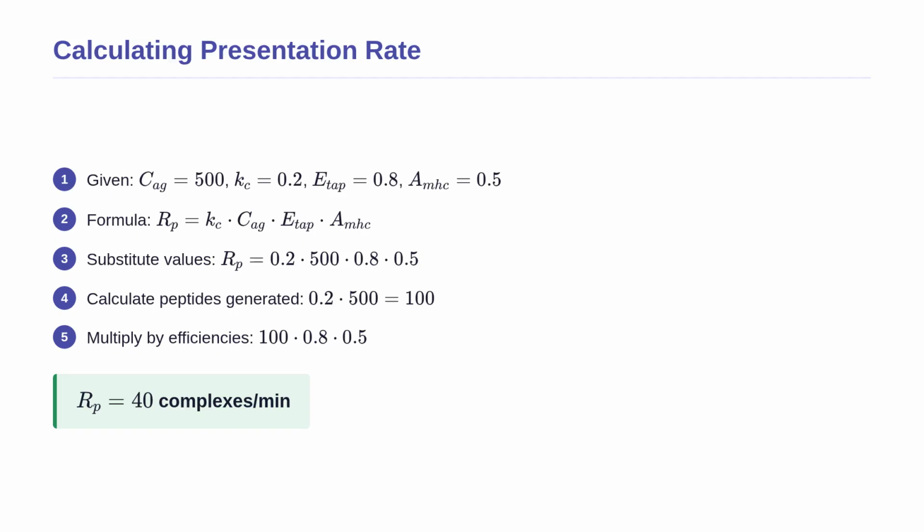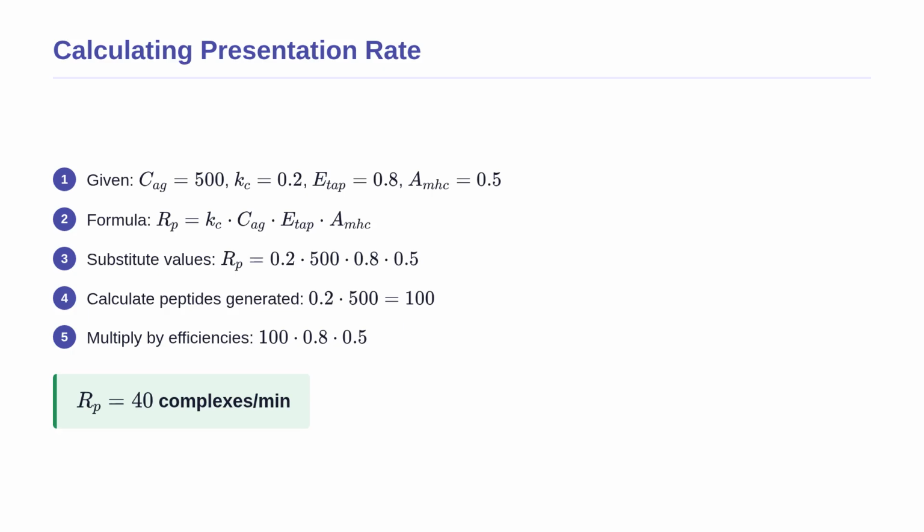Let us apply this formula to a concrete example. Suppose a liver cell is infected with hepatitis B. We are given that the intracellular concentration of the viral antigen is 500 molecules per cubic micrometer. The proteasome cleavage rate is 0.2 per minute. The TAP transport efficiency is 0.8, and the peptide's affinity for MHC1 is 0.5. We need to calculate the rate of antigen presentation.